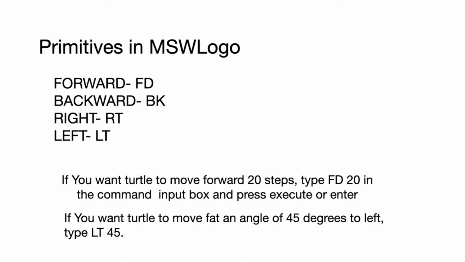Primitives in MSW Logo: you have forward. Either you can type FORWARD or you can simply write FD in caps lock. Backward or BK, right or RT, left or LT. If you want the turtle to move forward 20 steps, you need to type FD space 20 in the command input box and press execute or enter. If you want the turtle to move at an angle of 45 degrees to the left, you need to type LT space 45.